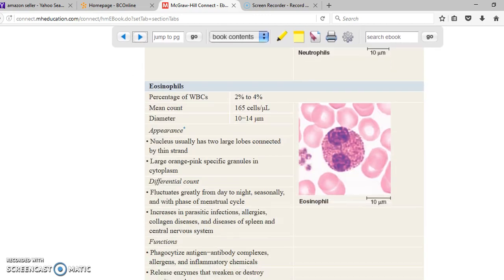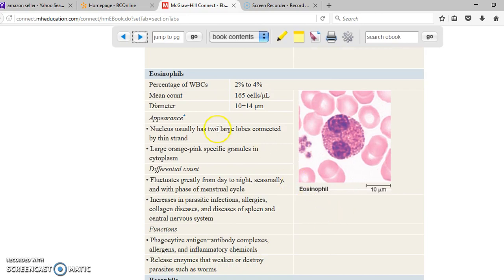The next one that you're going to have is eosinophils. It's not the most abundant, it's not the least abundant either, and we're going to see in a little bit. You find them more or less 2 to 4%. Let's take a look at the functions. The eosinophil's main job is to phagocytize antigen-antibody complexes. Phagocytize again means what? Eating.